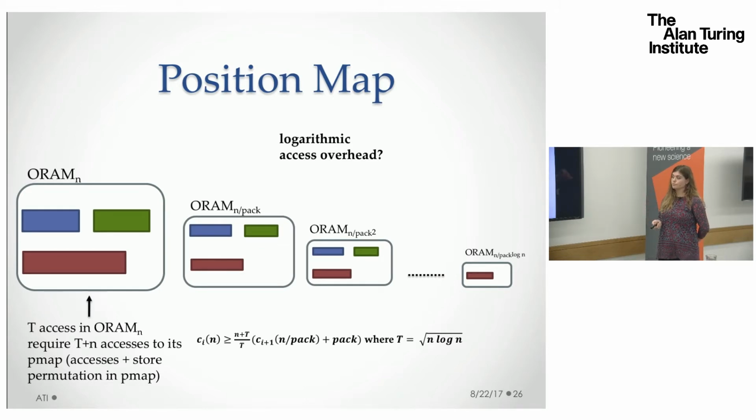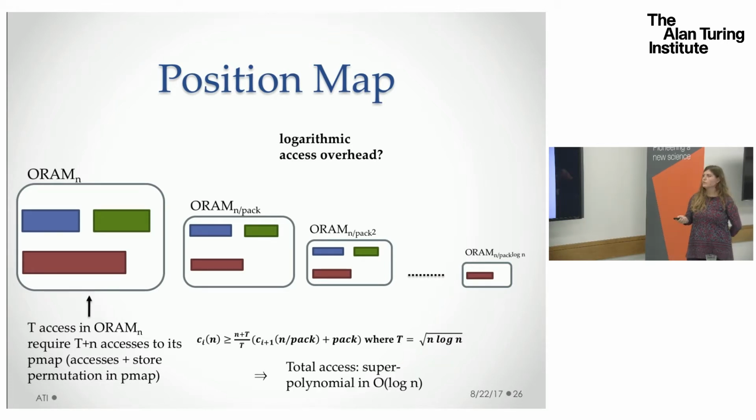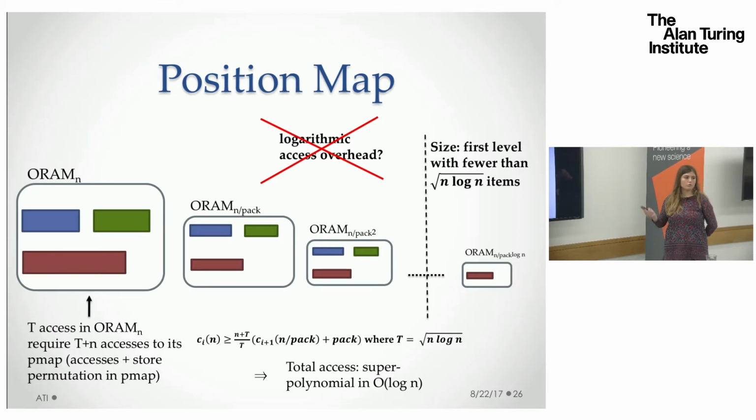So once we saw that we are stuck at square root of n, we decided that we are not going to bother to go all the way to log n recursive steps. We are going to stop as soon as the size of the remaining items for the smaller ORAMs becomes square root of n log n. So we wanted to save some unnecessary recursive calls and do just a linear scan on the smallest one.